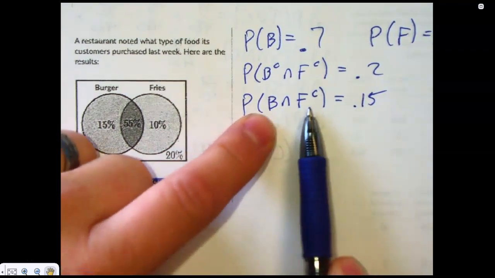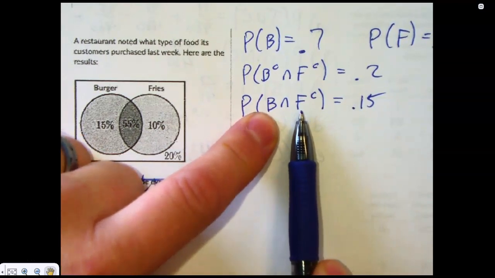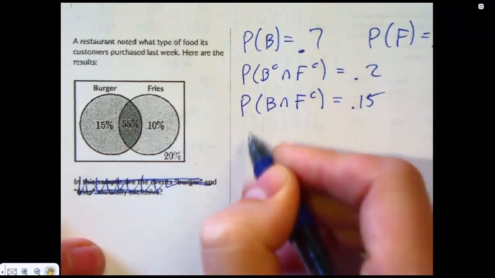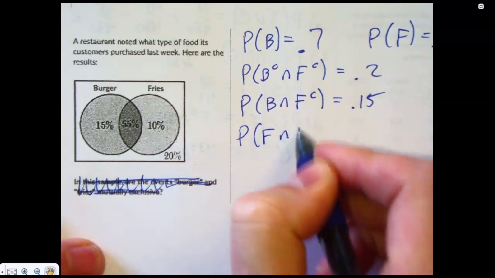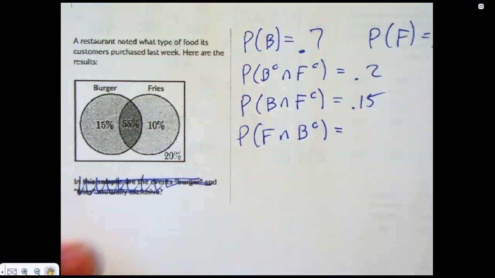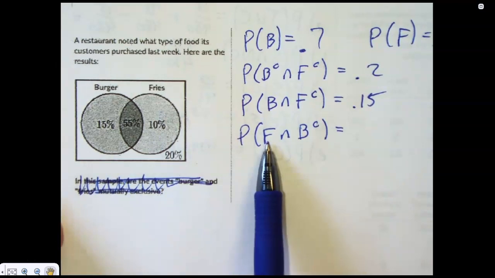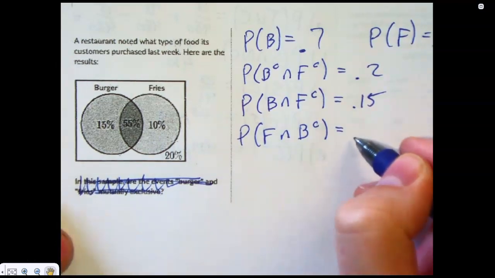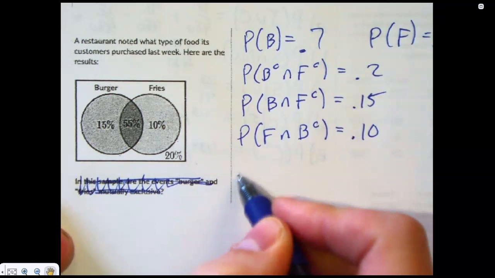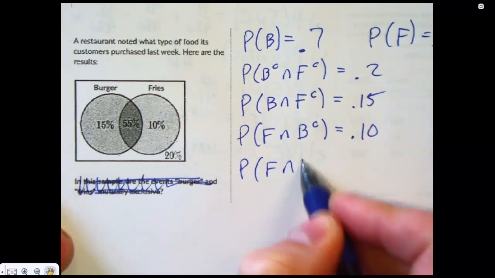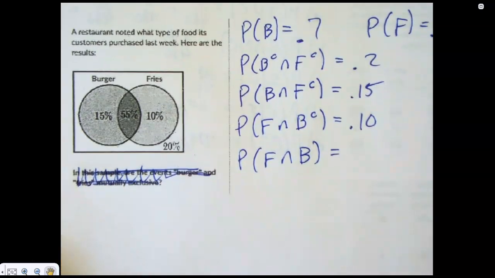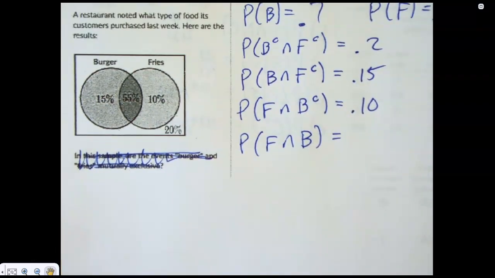Just as important, you understand what the notation is telling you? Burger and not fries. So then flip it. What's the probability of fries and burger complement? That'd be 0.1. So I got fries and I didn't get a burger. What's the probability of fries and burger? Overlap. That's the overlap. That's the 0.55.